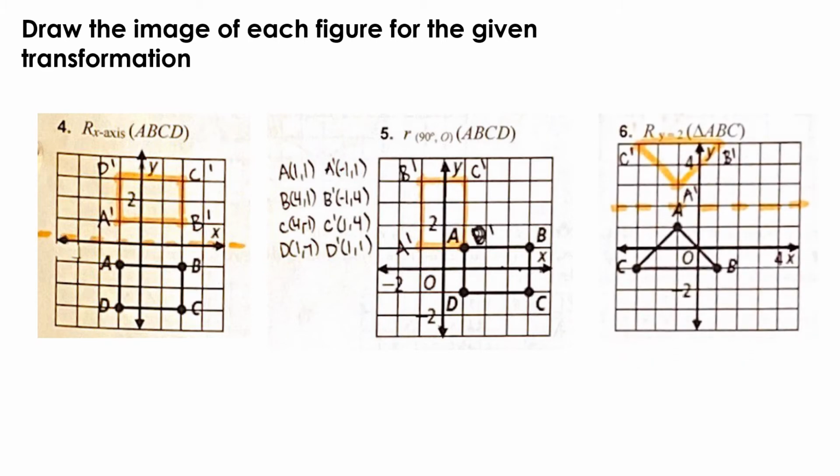For number 6, it asks us to reflect over y equals 2. Capital R is reflect. So here's y equals 2 right here, and then take each point, reflect it, and make sure that you have each of those points labeled with prime notation.